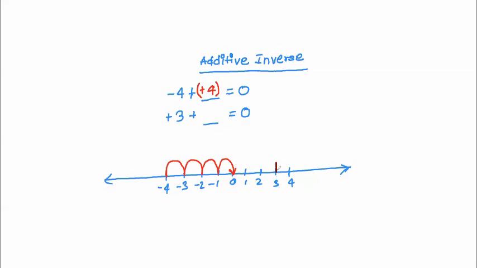So let me start: 1 place, 2 place, 3 place. So I am going 3 places. And which side did I travel? I traveled to the left. Left is negative. So I traveled 3 places to the left, which means the number is minus 3. So I have added minus 3 to my integer to get 0.